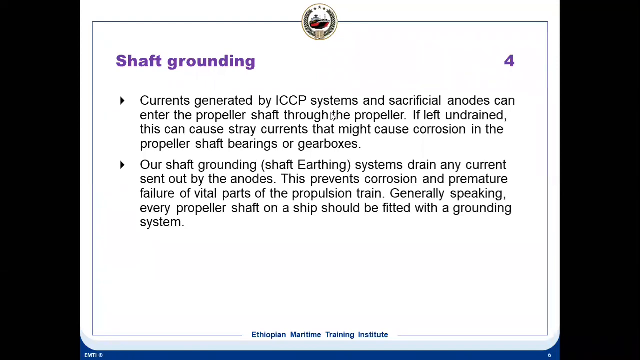And our shaft grounding systems drain any current sent out by the anodes. This prevents corrosion and premature failure of the vital parts of the propeller train. And generally speaking, every propeller shaft on the ship should be fitted with grounding systems.